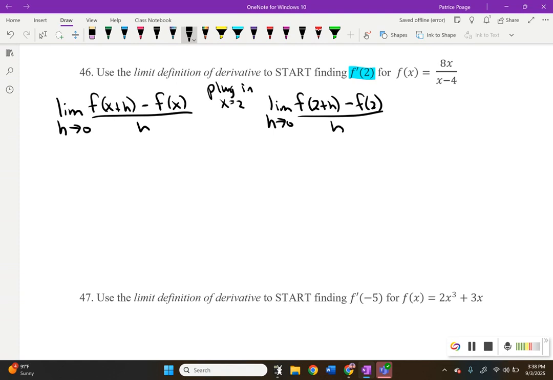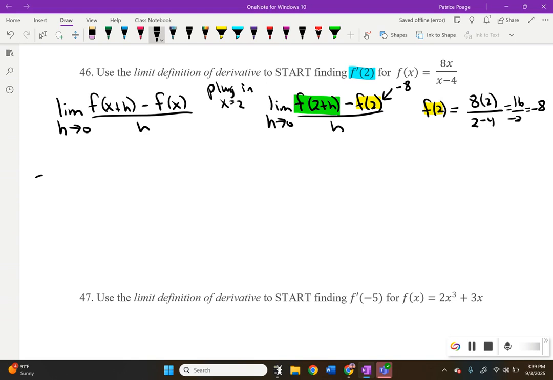So I'm going to need to replace this green part and this yellow part. The yellow part, I'm just going to come over here and find. That's just f of 2. So everywhere there's an x, I'm going to put in a 2. And I get 16 over negative 2, which is negative 8. So this value right here is negative 8.